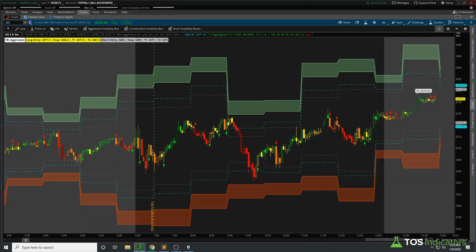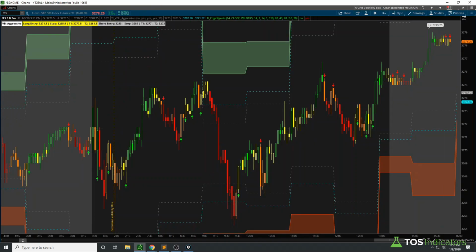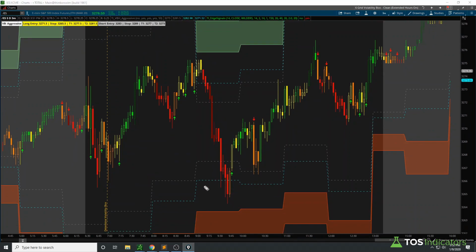So we'll start with the S&P, and we'll cycle through all of these charts. Let's actually bring up our grid view, and we'll maximize the S&P sell. And here we have really just 2 indicators. We have our volatility box, and then the arrows are our edge signals indicator. Our first entry came as price fell perfectly into our volatility box here. And in the case of the S&P, the volatility box captured this move almost perfectly.